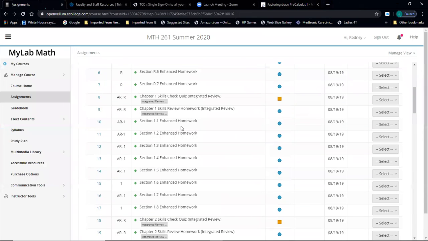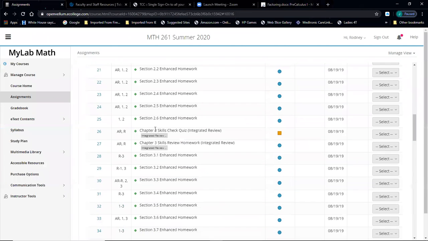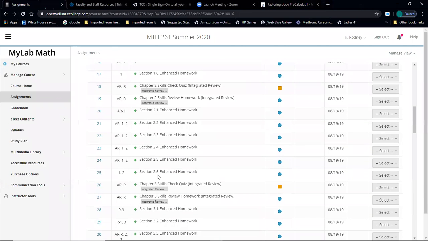So again, your actual official homework and where we start the course is in chapter 1. So we'll cover 1.1 through 1.8, then we'll have a test on it. Then we'll cover chapter 2.1 through 2.6. I think we're going to skip some of these sections.